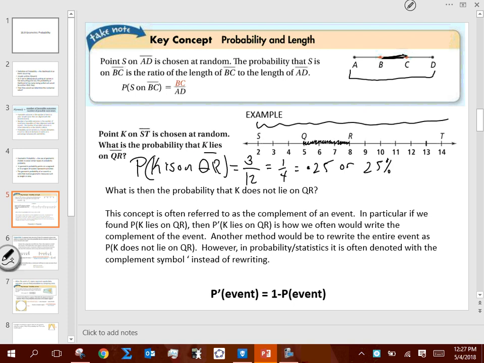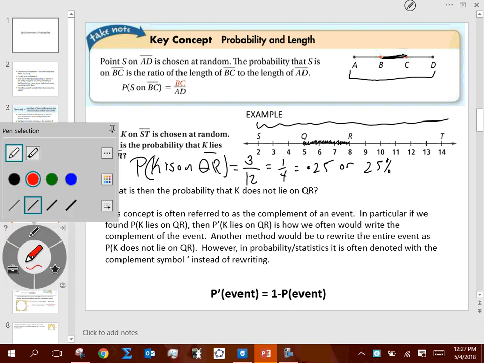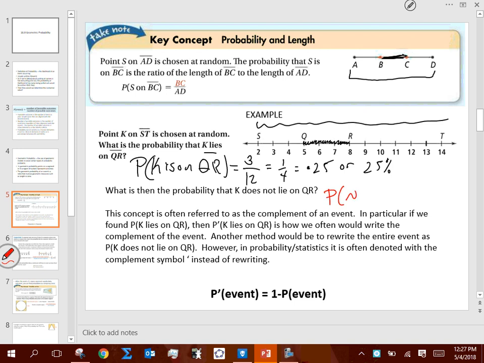Now here's a question for you. Could I say what is the probability not on QR? What would that be? 75%. How did you decide that, Jennifer? Because the probability of QR is 25, and of like 100%, so you just do 100% minus 25. Good. So when I want to find the probability of not something, a lot of times I can go 1 minus the probability of that something. Does that make sense?